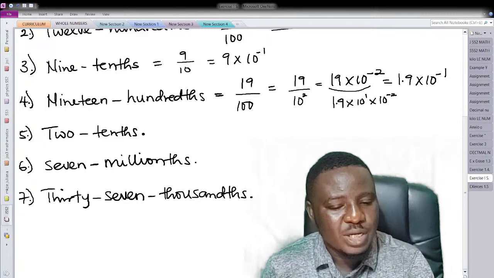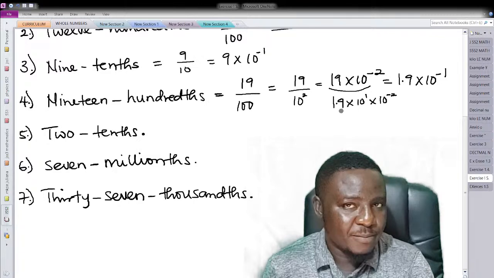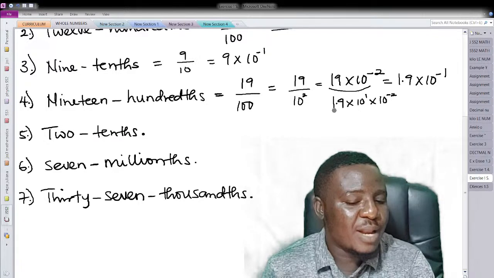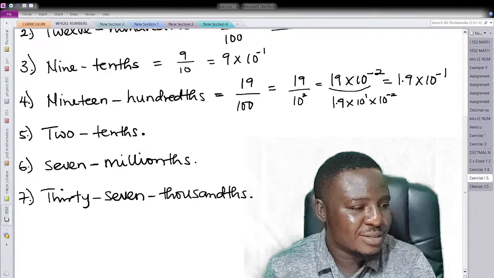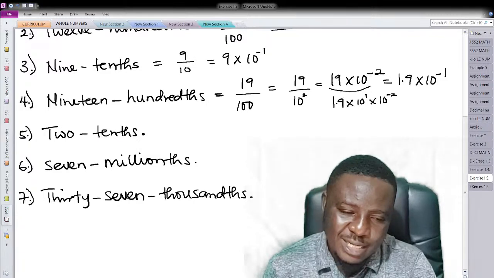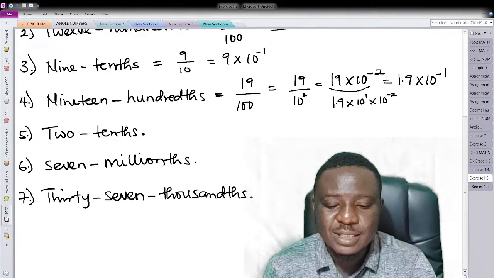This is because I'm dividing 19 by 10. Dividing 19 by 10 gives me 1.9 times 10 raised to the power of 1. Because if you multiply 1.9 times 10, it still gives you back your 19, right? Do you understand? If you don't understand, tell me no. So can you come again?